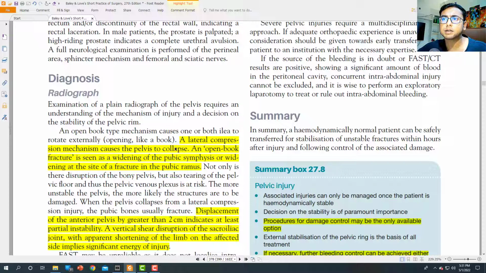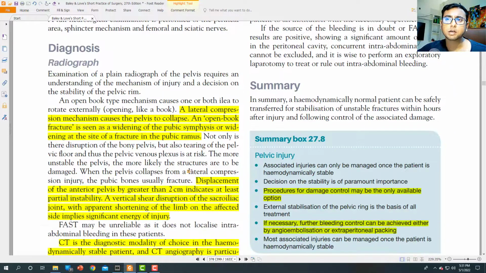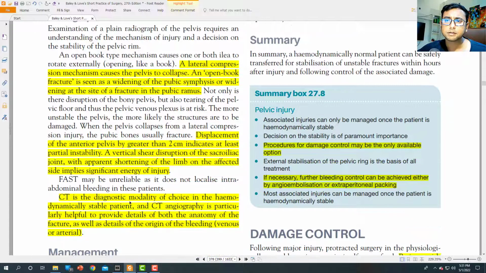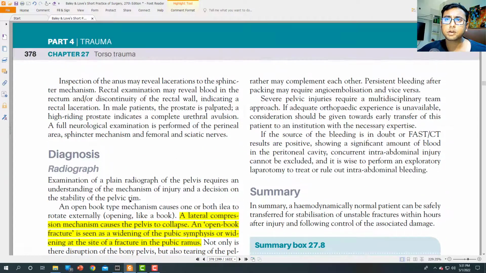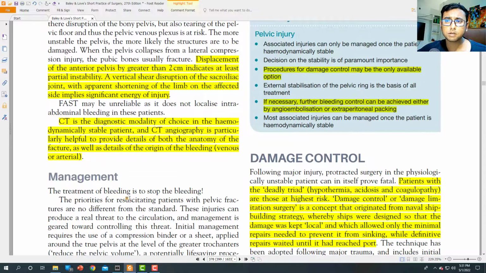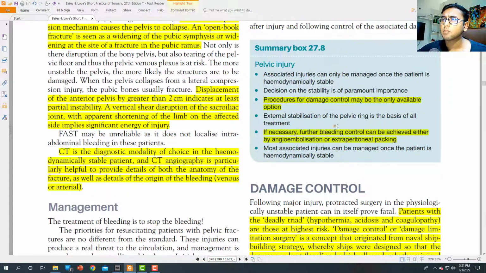Lateral compression, pelvic collapse, and open book fracture are seen in the widening of the pelvic symphysis and fracture of the pelvic ramus. So these are the patterns of investigation or interpretation of the X-ray. It will be read out thoroughly, and also see these kinds of things.